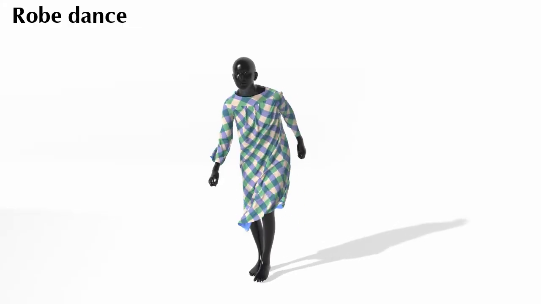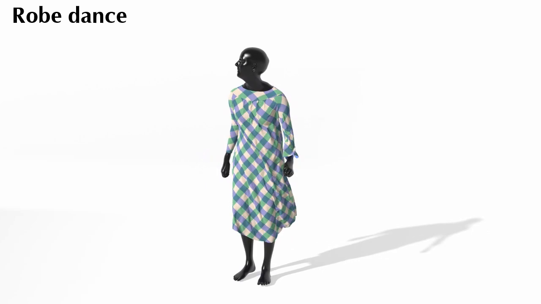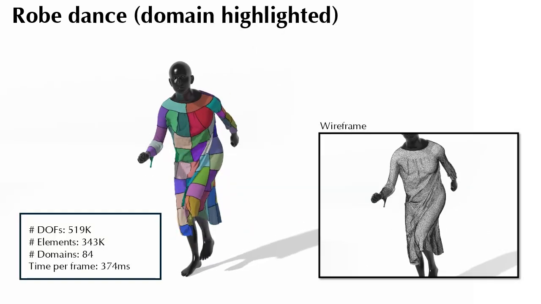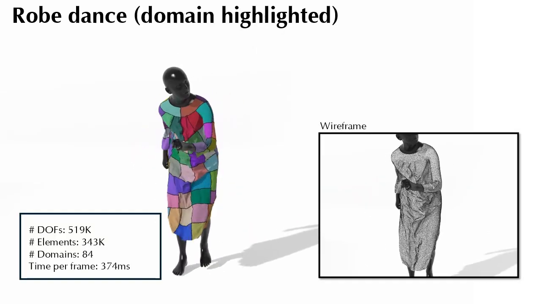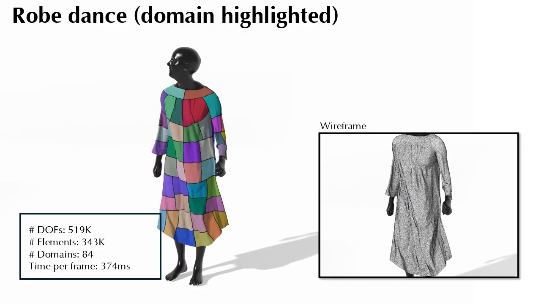In this case, the character dressed in a robe is swaying and whirling in place. There are 519,000 degrees of freedom and 343,000 elements involved. The simulation runs at 374 milliseconds per time step.